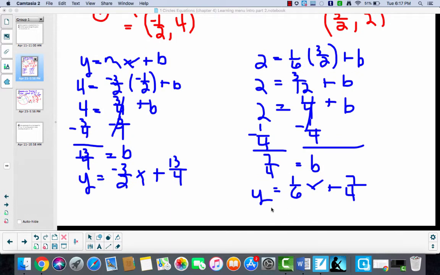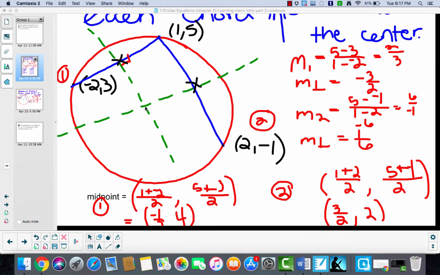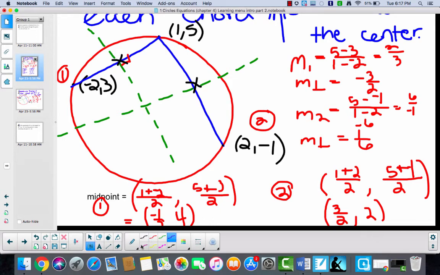So now we're going to take these two equations and we want to know where they intersect. We're looking for the center right there, and that's where those two lines are going to intersect. That is the center. So now we're going to take these two equations, and from earlier classes, you should know that by setting those equal to each other, we can find the point of intersection.